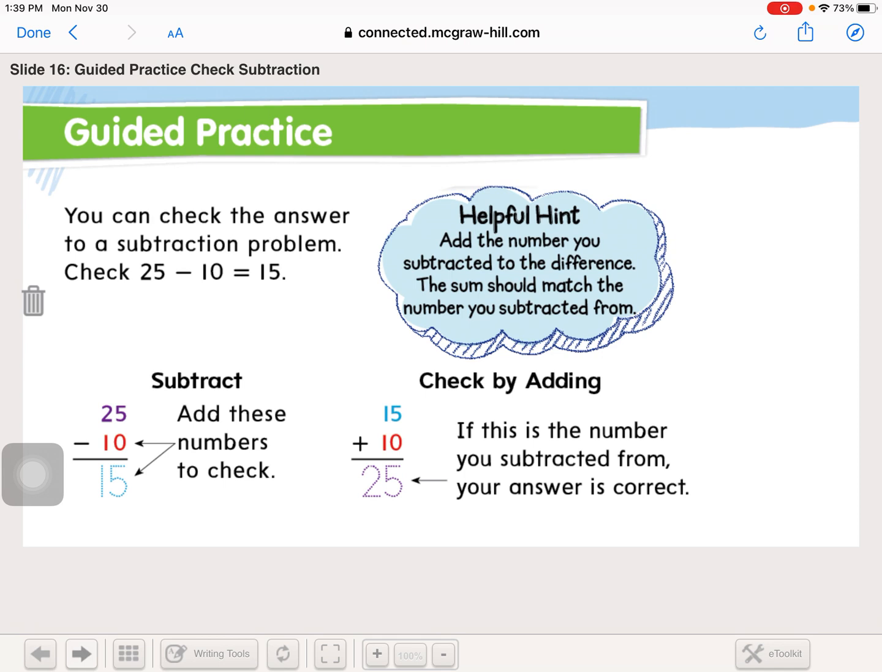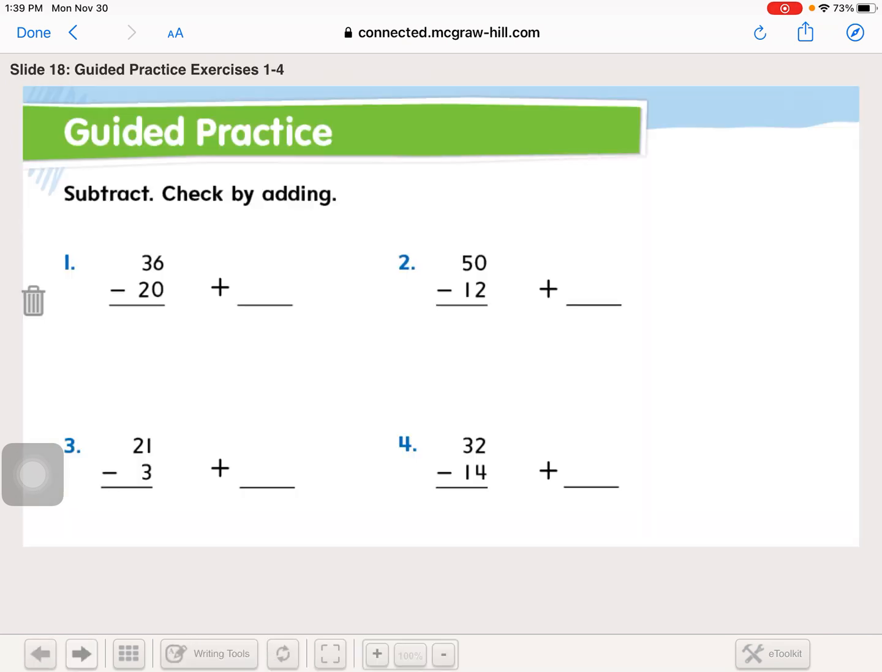So you can check the answer to a subtraction problem using an addition problem. So first you're going to subtract and then use those parts and add them together to see if it's correct. It says add the number you subtracted to the difference. The sum should match the number you subtracted from. So let's do a couple of practice problems together on page 262.